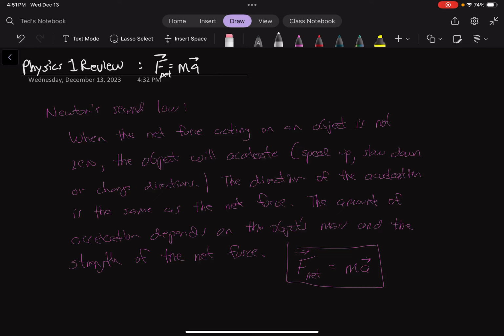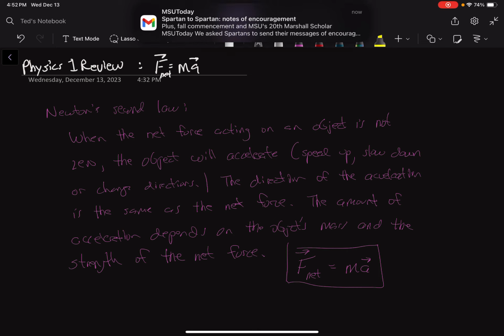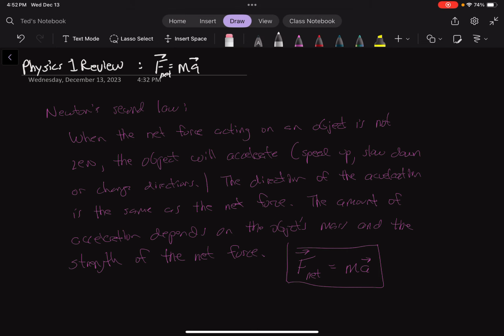All right, so we are reviewing Physics 1 for Physics 2. Another concept that we are going to use in Physics 2 is F equals ma, otherwise known as Newton's second law. Written out, Newton's second law can be said: when the net force acting on an object is not zero, the object will accelerate, meaning it will speed up, slow down, or change directions. The direction of the acceleration is the same as the direction of the net force, and the amount of the acceleration depends on the object's mass and the strength of the net force. And that can be written as the equation F net is equal to ma.